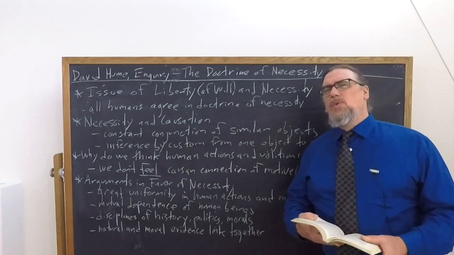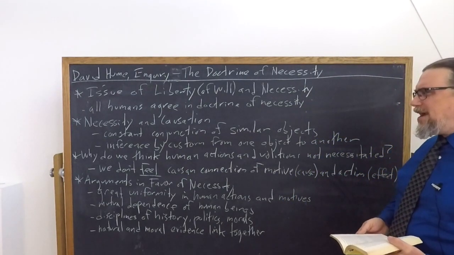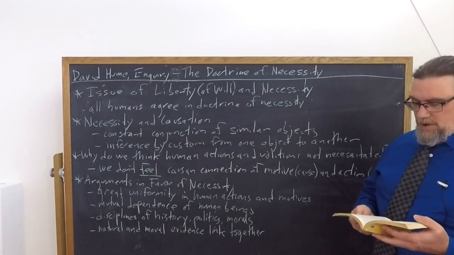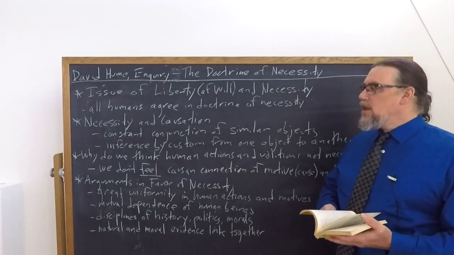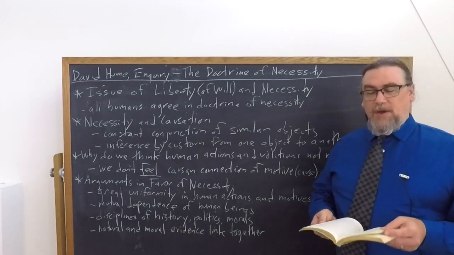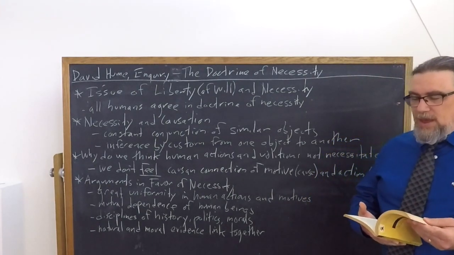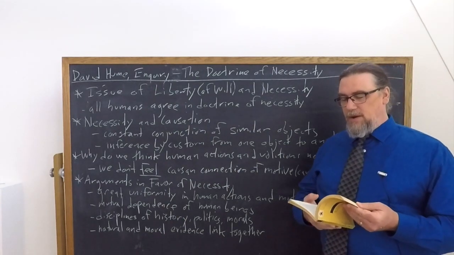So why do we think that we're actually free, and that human actions, or human volitions, are not necessitated? What is actually going on there? One way of talking about this is, well, we've just got our understanding about this sort of thing mixed up. But Hume also brings up another interesting thing a little bit later on.